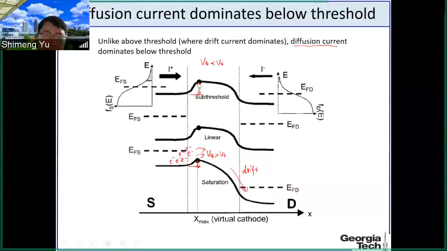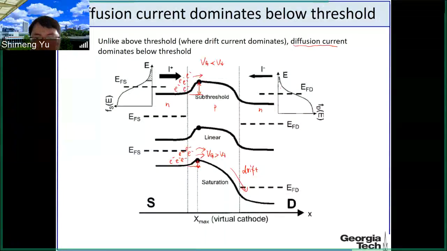So why diffusion? Here, since this barrier top is still high, the channel is not inverted yet. So you still have the NPN. The source has a lot of electrons, while the channel has much fewer electrons because it's still p-type. So electrons tend to diffuse from the high concentration source to the low concentration region like the channel. So we have the diffusion, and the diffusion, again, is to move over the barrier top here.